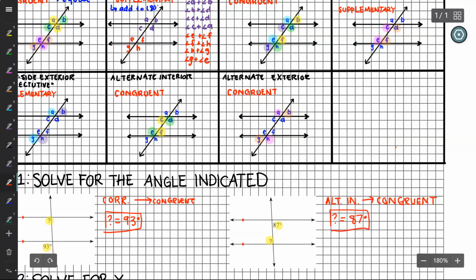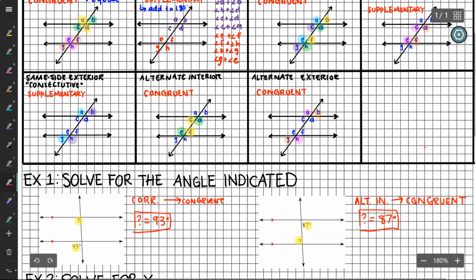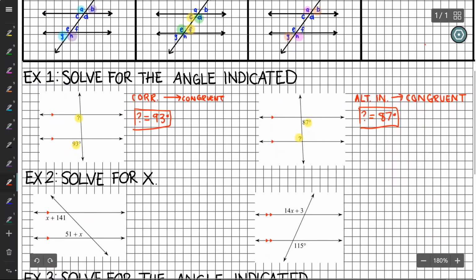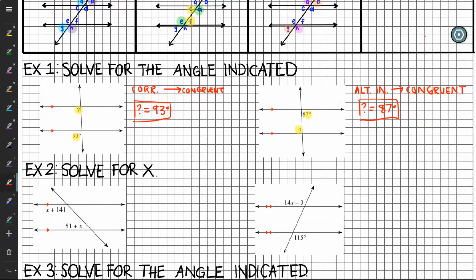Alright, we're going to step it up a notch now and we're going to solve for x. Alright, first step is the same. I need to figure out the relationship between my two angles.